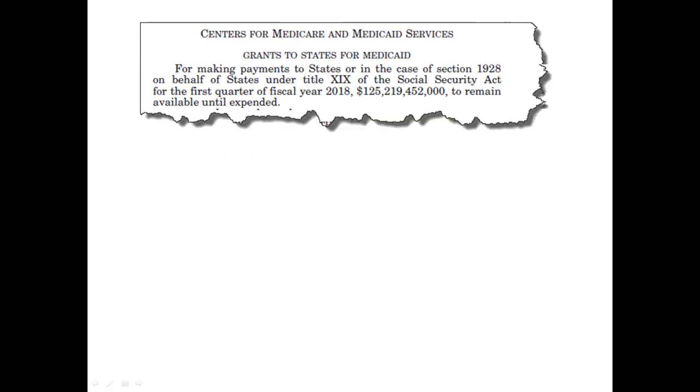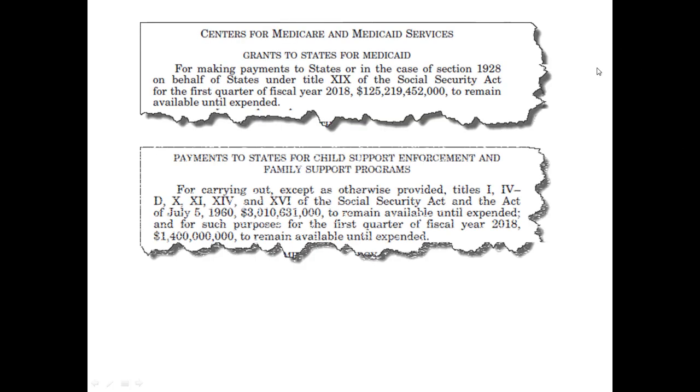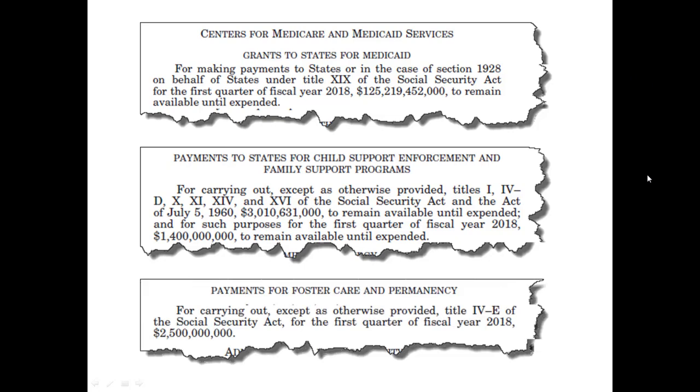Advance appropriations. Advance appropriations have to be requested. Advance appropriations are those made in one fiscal year for the succeeding fiscal year. In HHS, we have 3 accounts that have advance appropriations: Medicaid, child support, and foster care. In these examples, these amounts were appropriated in fiscal 2017, but for the first quarter of fiscal 2018.